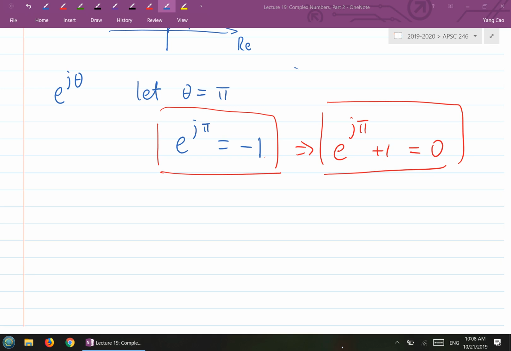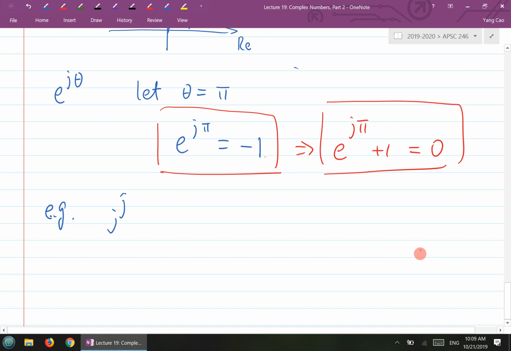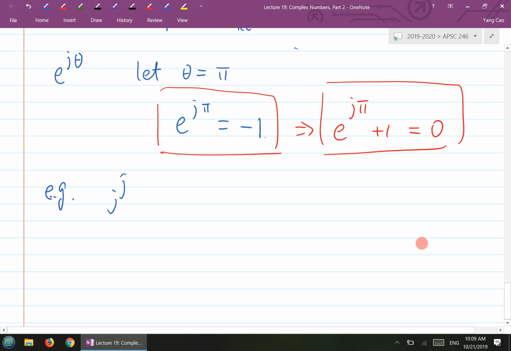So let's take a look at a couple examples here, applications of Euler. Can you calculate what is i to the power i, or in my words, j to the power j, right? What is j to the power of j? Just looking at it, it's impossible, right? I know j to the power of 0 is 1, but what's j to the power of j? So let's use Euler's formula to do this.